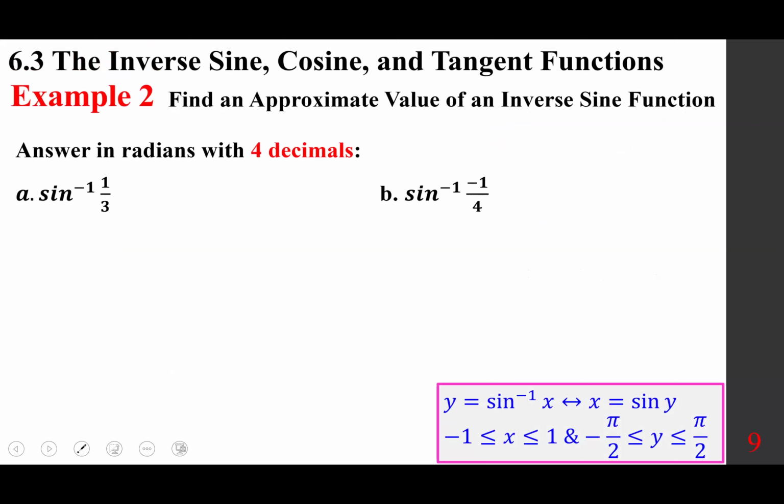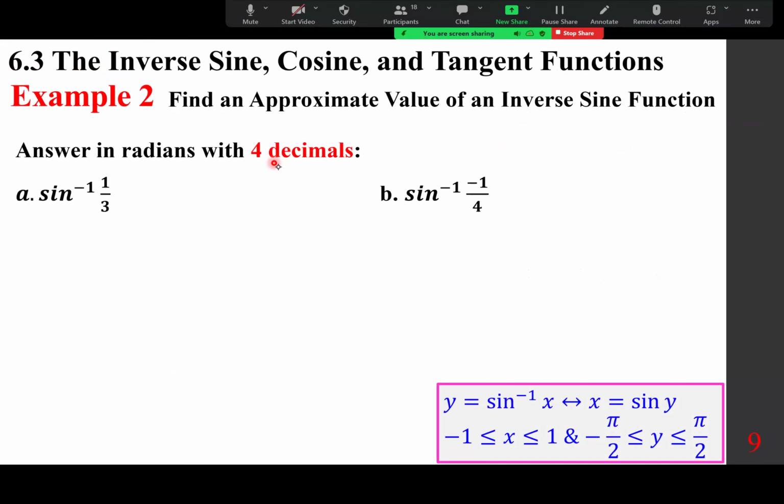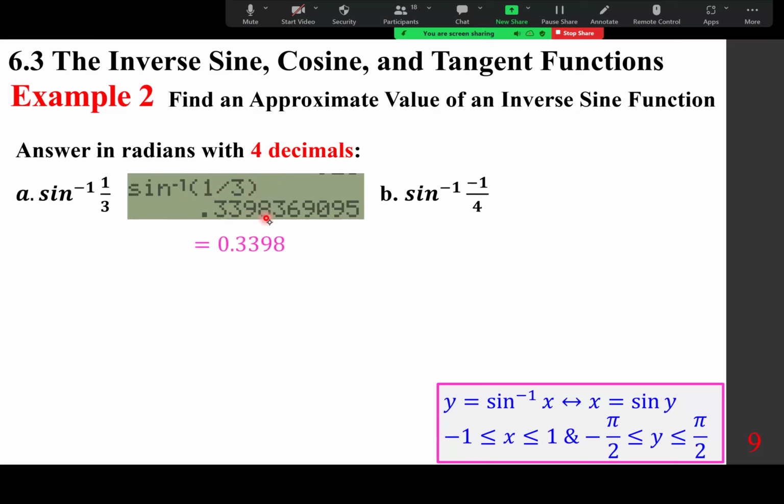Now, finding an approximate value of an inverse sine function, answered in radians, for decimals. Sine inverse of 1/3, you put that into a calculator. It looks like this: sine inverse of 1/3. It has a key for that. We want to go to 4 decimals. After the 8 is a 3, so it doesn't change. 0.3398 is the answer. Again, you have to make sure it's in radian mode.